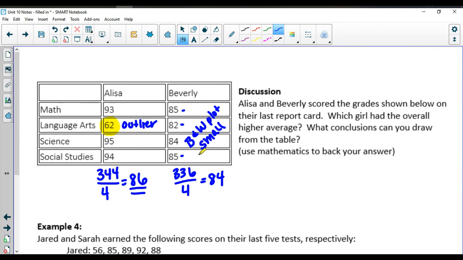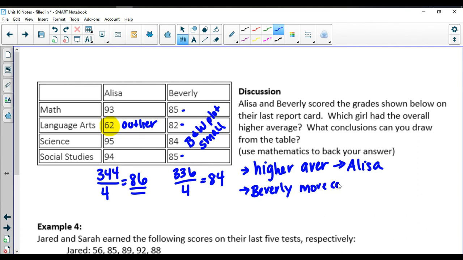Looking at these, for the overall higher average, the higher average goes to Alyssa. And in theory, her average should actually be higher. And then it says, what conclusions can you draw from the table? Well, generally speaking, overall, Beverly is actually more consistent. All of her grades are within a couple points of one another, whereas Alyssa is a little bit more all over the place because of that language arts score.